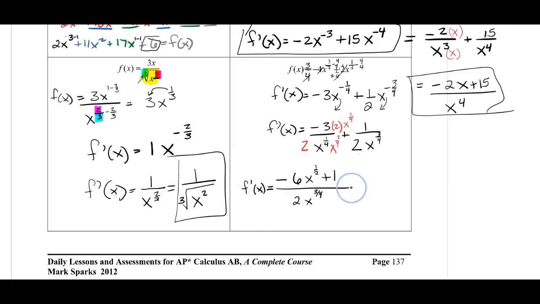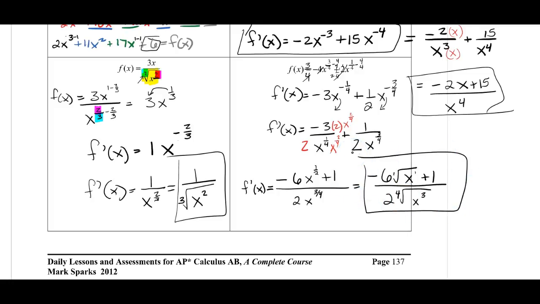And now I can rewrite my fractional exponents as radicals. Negative 6x, the numerator of 1 stays. I don't need to write it. It's understood. The denominator becomes my index, which is 2, which for a root is also understood, plus 1 over 2 radical x. The numerator remains with the x. The denominator becomes the index of 4. And this is my final answer.